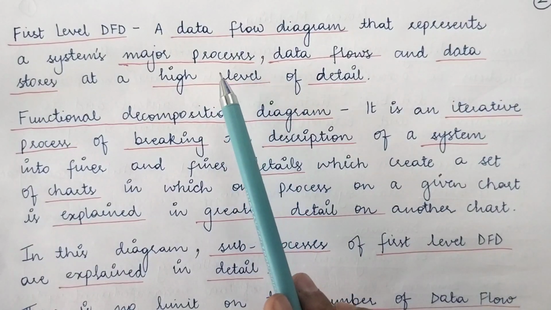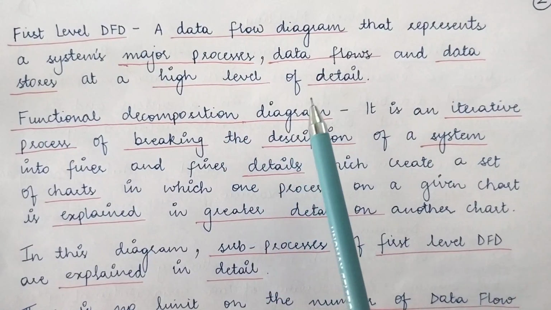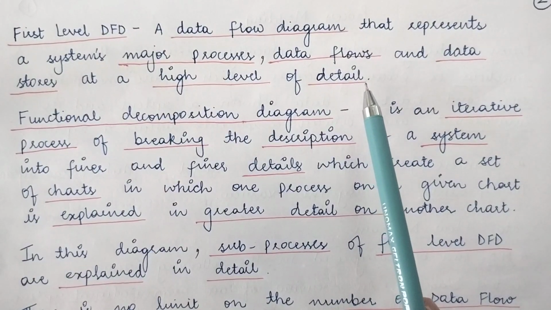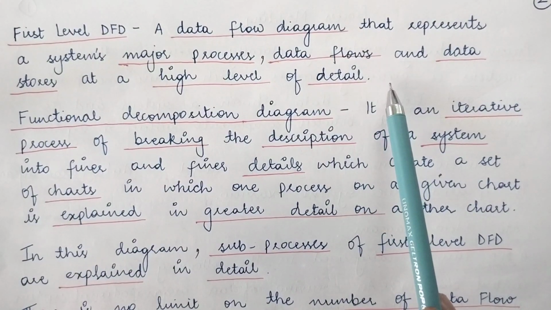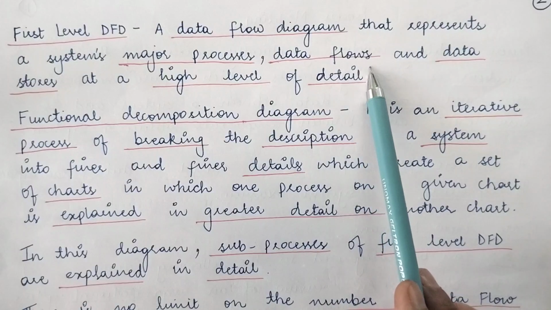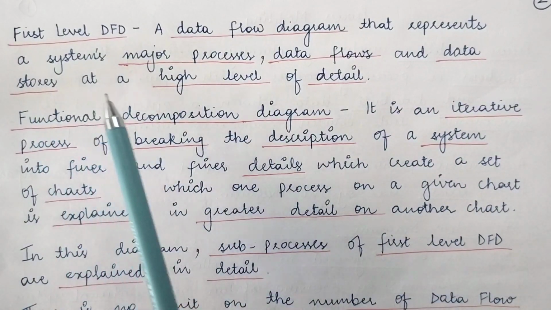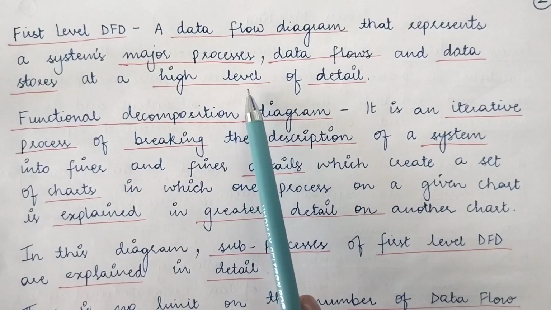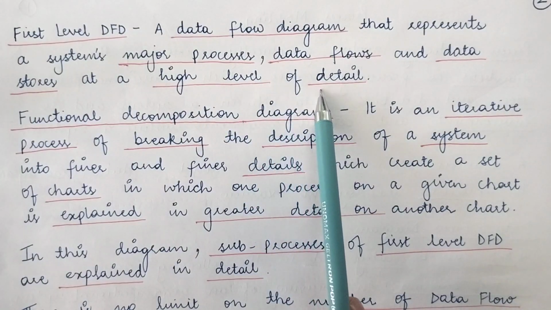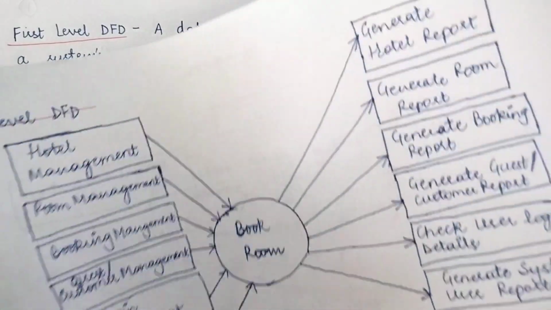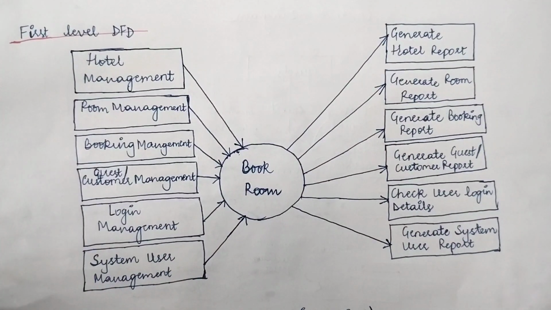So whatever the major processes of the system are, whatever data flows are taking place from one process to another, or from one entity to another entity, and whatever data stores are there for the storage of data, all these things are described at a high level of detail. So a first level DFD looks somewhat like this.